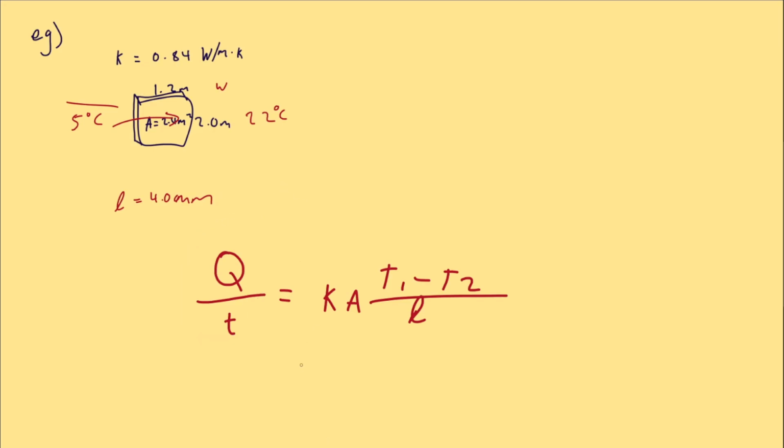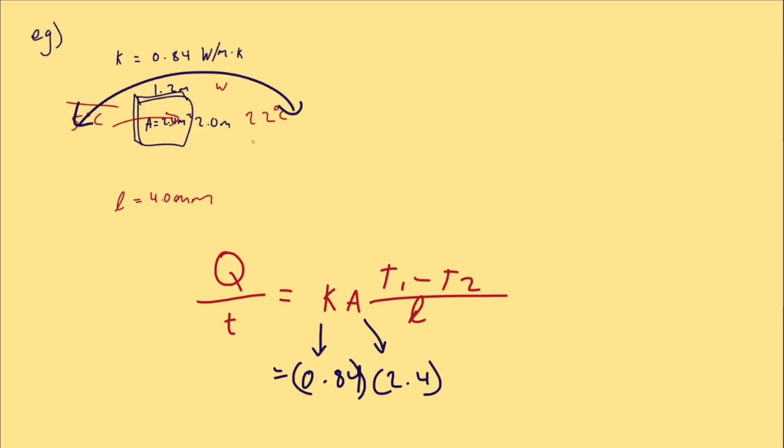For K, we have 0.84 for glass. For A, the area, it's 2.4. That's the area of our glass. For the change in temperature, it's 22 inside versus 5 outside, so the change in temperature is a 17-degree difference. The length is 4 millimeters, and 4 millimeters converted to meters is 0.004. There we go, we're ready to solve. This is equal to 8,568 joules per second, or watts.